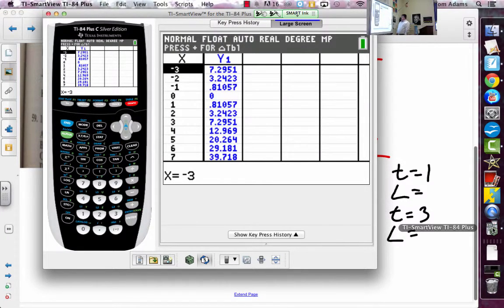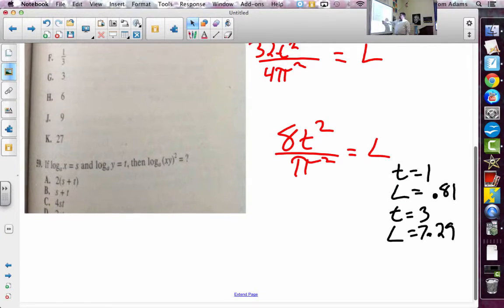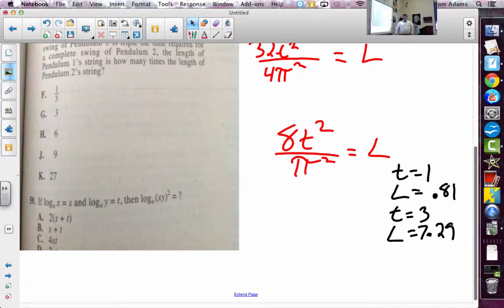So I've got 0.81 approximately, and then here I've got 7.29. What they're asking is how much am I increasing L by? If we look at our answers, what do you notice? Well, I'm either increasing it by 1/3, multiplying by 3, or multiplying by 6, or multiplying by 9, or multiplying by 27.